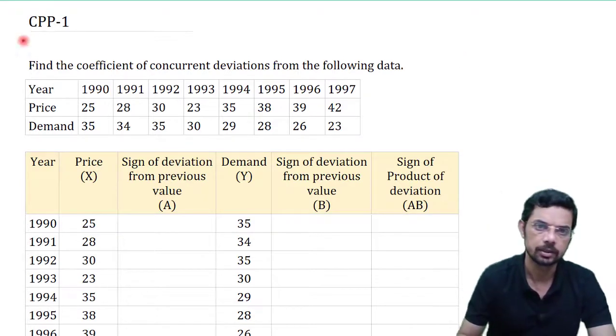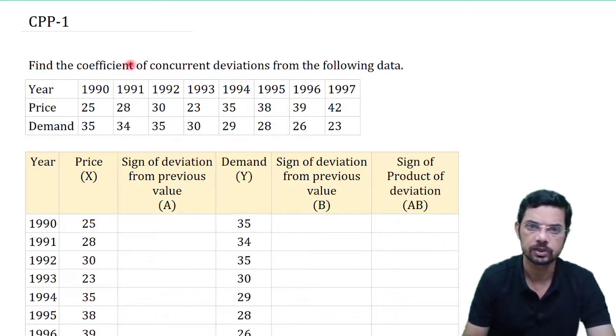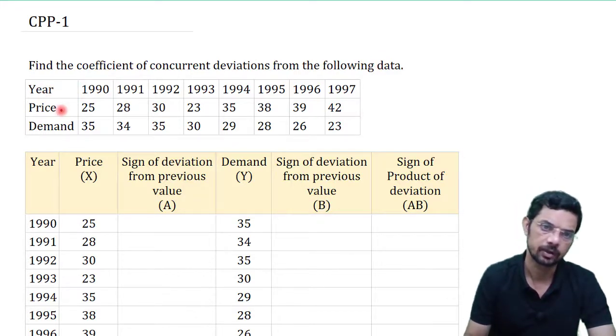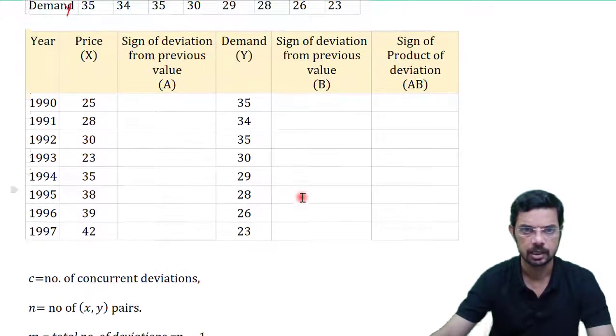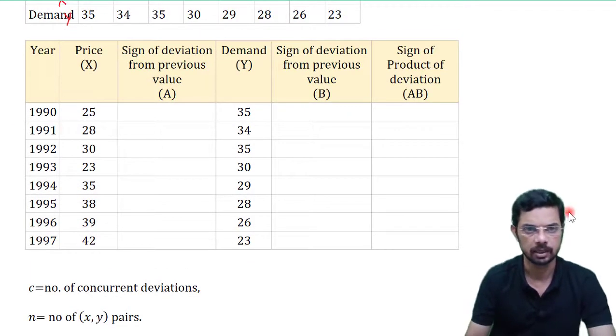Okay, let's look at the following problem. Find the coefficient of concurrent deviations from the following data, and the data is given. We have two variables, x and y. Price is taken as x and demand is taken as y. So the data is being put into a table like this, and the titles will be nicely written like this.